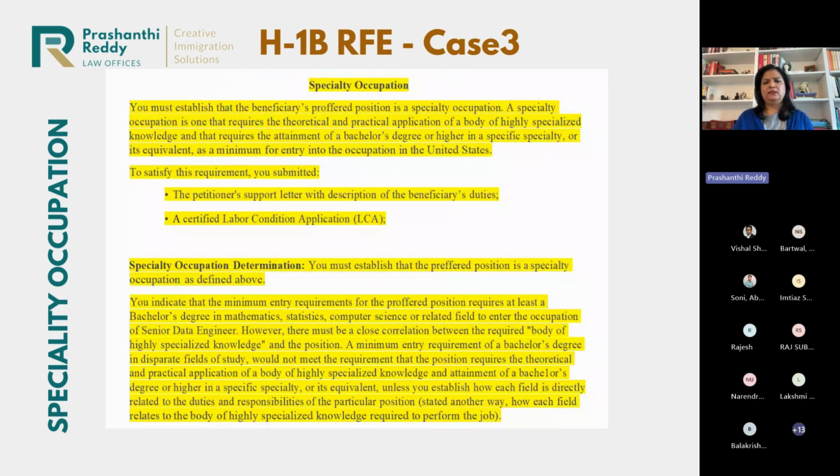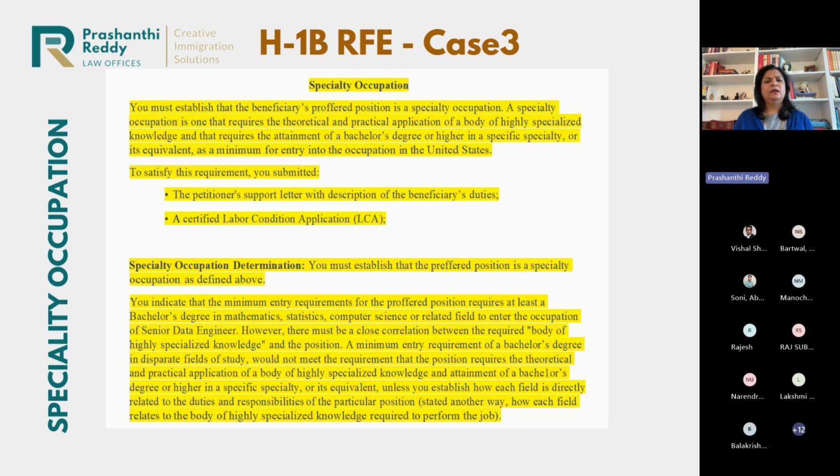Specialty occupation is another big one. A large volume of the RFEs that we receive is for specialty occupation. And we usually know for which cases we will get an RFE, and sometimes there is an RFE for a particular reason. Usually if we file a developer position, we don't get an RFE. This particular position that you see is for a data analyst, or I believe it's a senior data engineer position, and there is an RFE.